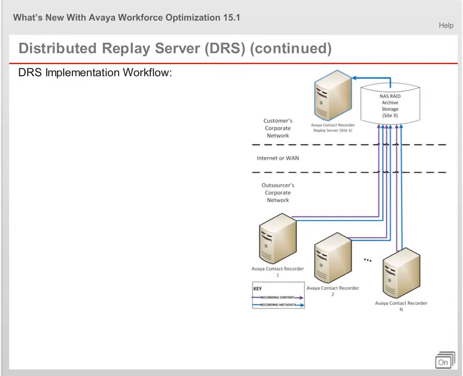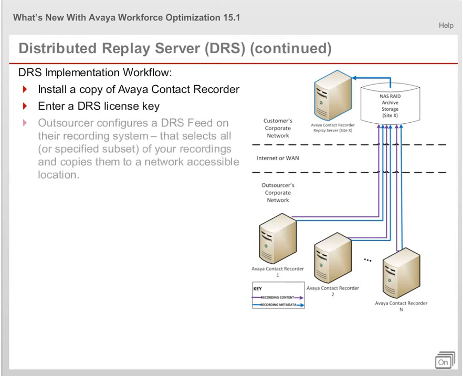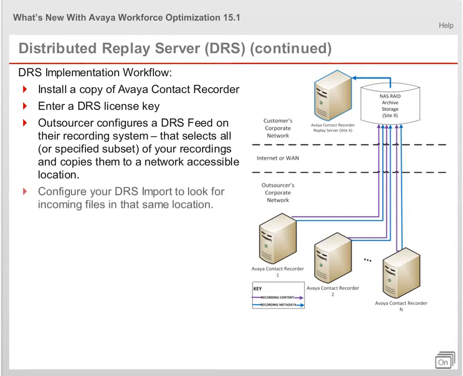A DRS is installed as another ACR. The license applied defines it as a distributed replay server. In order to deploy a DRS, you must install a copy of Avaya Contact Recorder Release 15 and enter a DRS license key. The outsourcer must configure a DRS export feed on their recording system that selects all or a specific subset of their recordings and copies them to a network accessible location. You must then configure your DRS import to look for incoming files in that same location. Your recordings are transferred automatically into your own DRS.